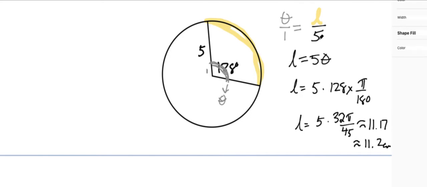Remember what we just did? We used the proportion when we thought about the radian with reference to the radius of a unit circle, and then this arc with reference to the radius of the circle. We set it up, we solved it, we got that L is equal to 5 times theta, where theta is a radian measure, and we got the length.